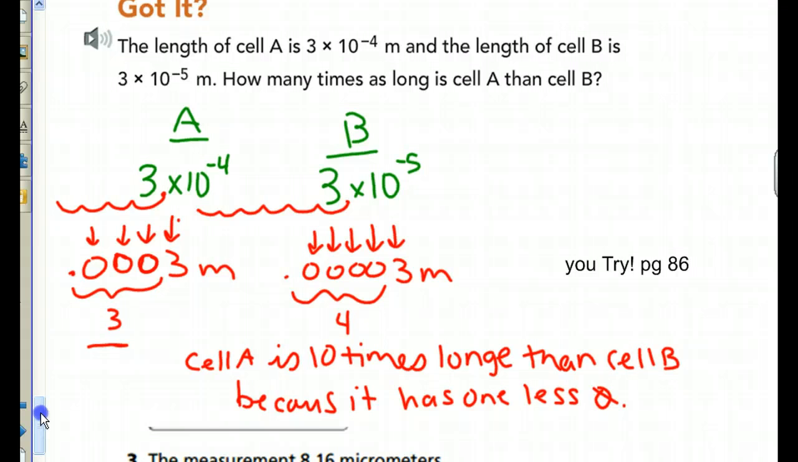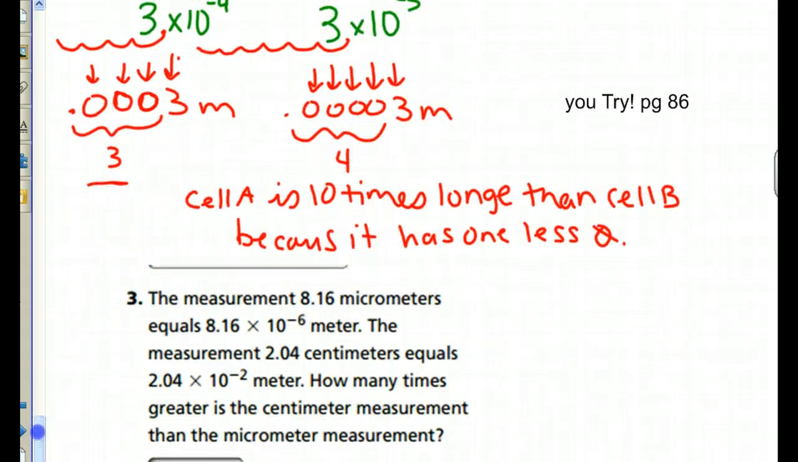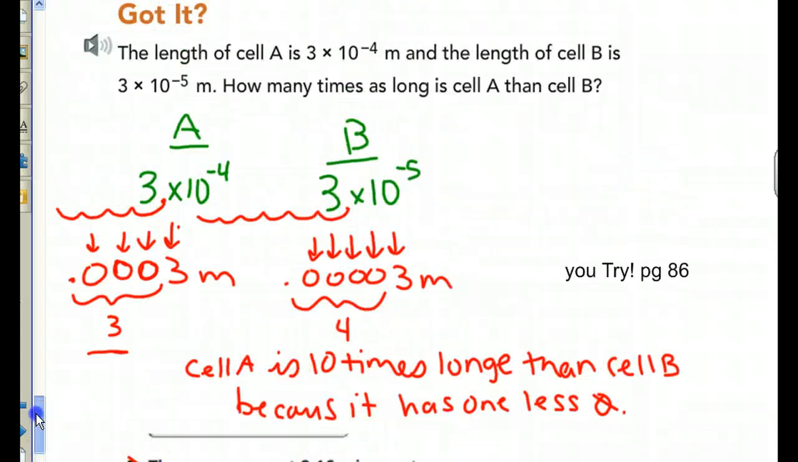Okay, so we're actually going to skip this U try down here. And I want you to go ahead and get started on your homework. It is 4-4 on digits.